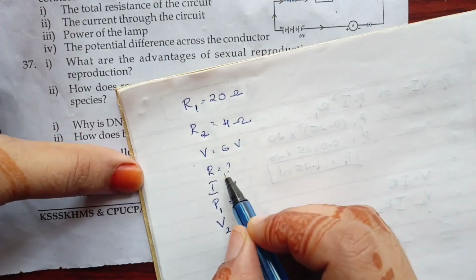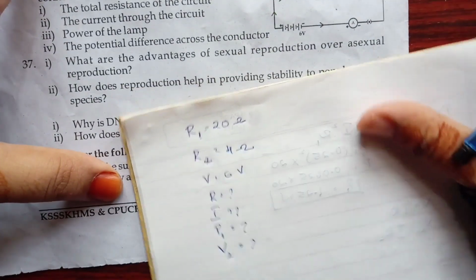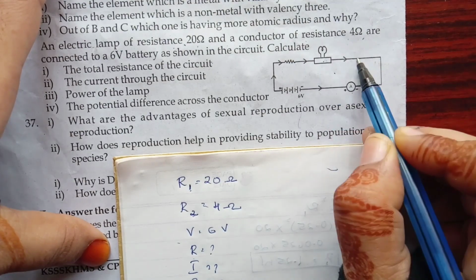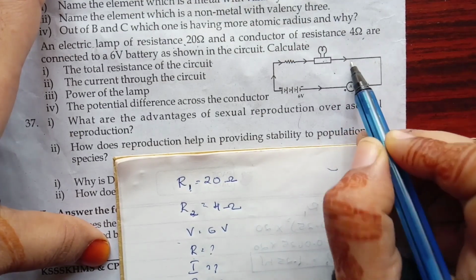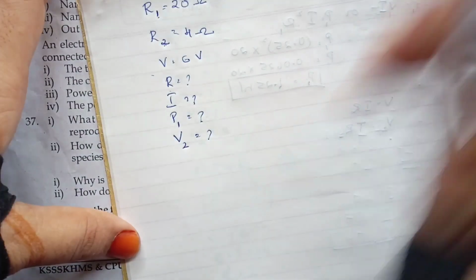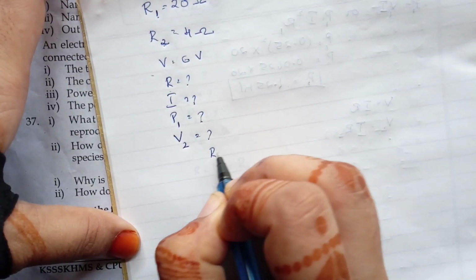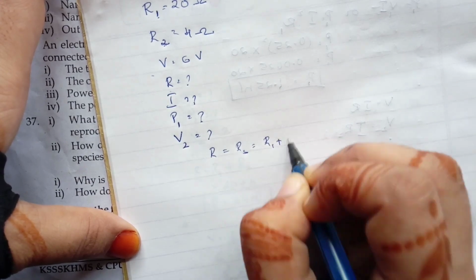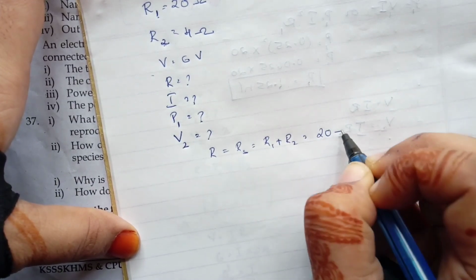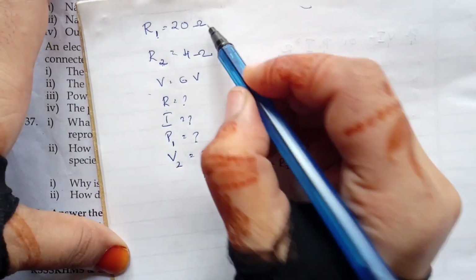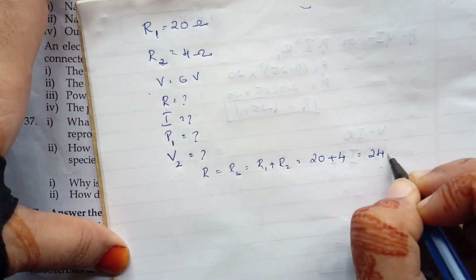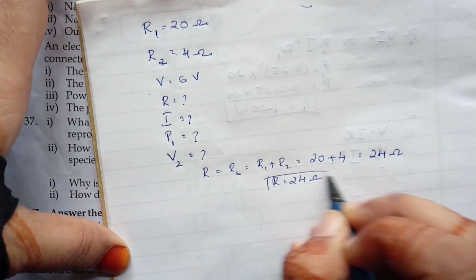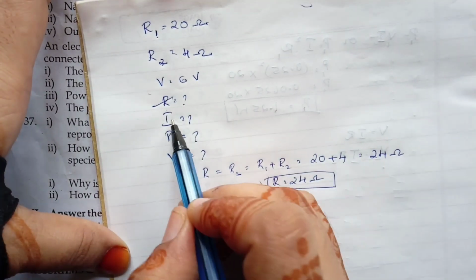The first thing I need to find is total resistance. To find total resistance, the lamp and the conductor are both in series combination. Hence total R is going to be RS, which is nothing but R1 plus R2. 20 plus 4, and that is 24 ohms. So my R is 24 ohms. First thing down.